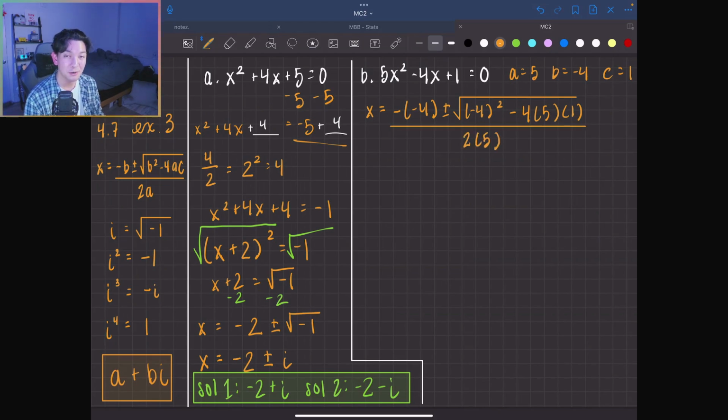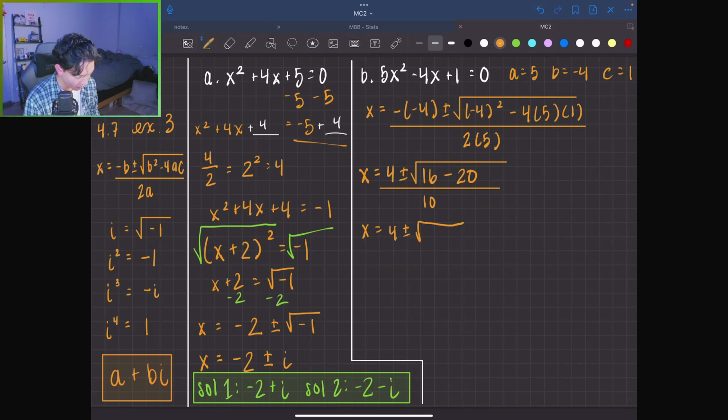Let's go ahead and continue breaking this down and simplifying it. So x equals negative 4 is the same thing as positive 4 plus or minus the square root of negative 4 squared. Negative 4 squared is positive 16, minus 4 times 5 is 20, 20 times 1 is 20, all over 2 times 5, which is 10. All right, let's keep on simplifying it. x equals 4 plus or minus 16 minus 20 is negative 4, all over 10.